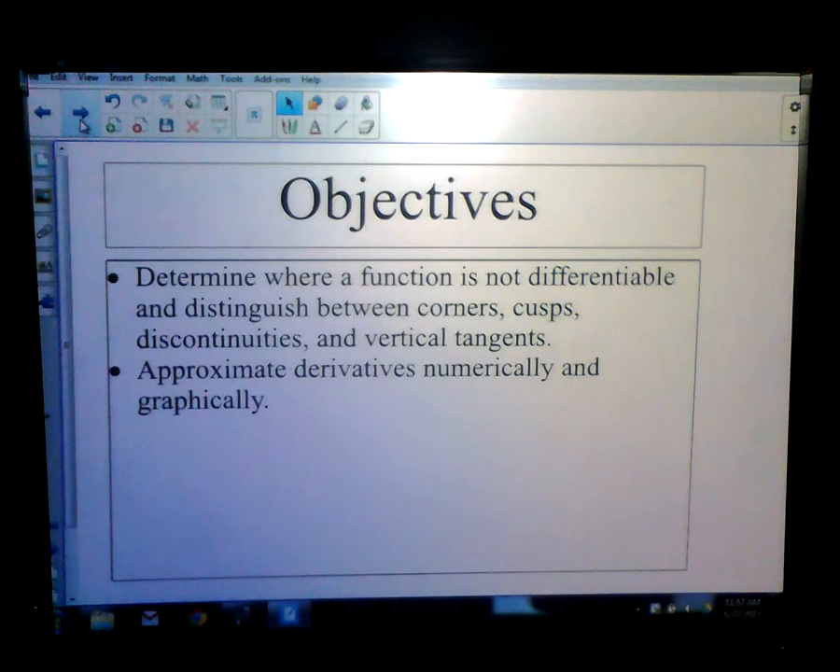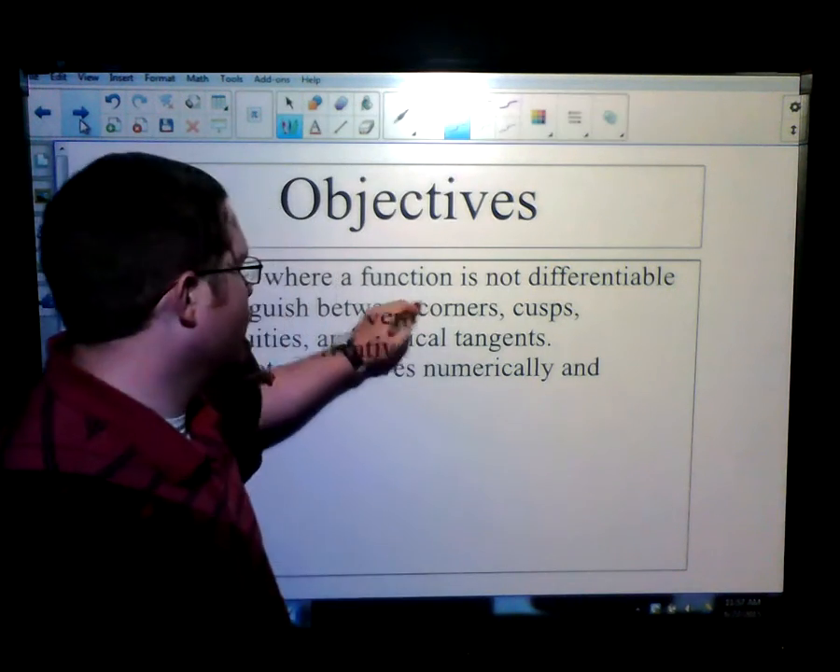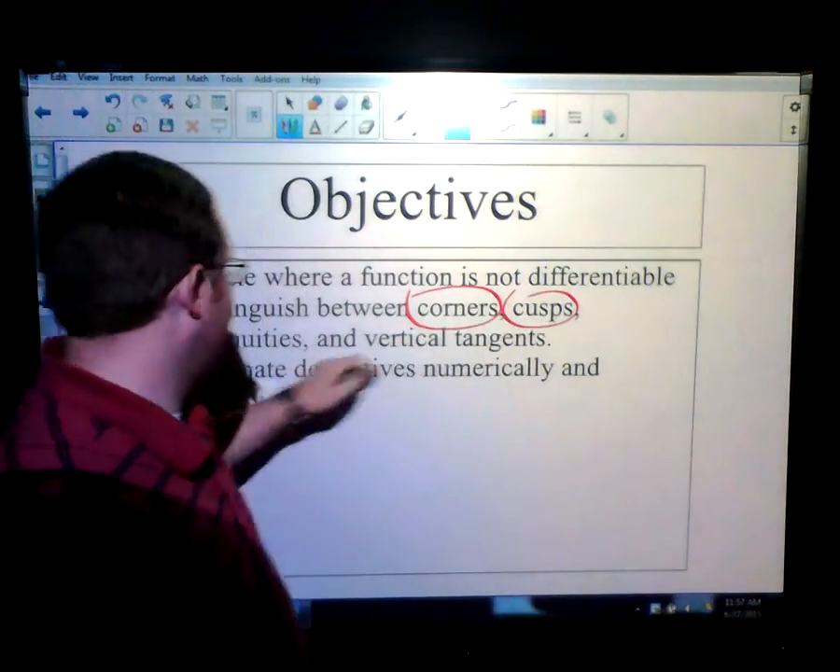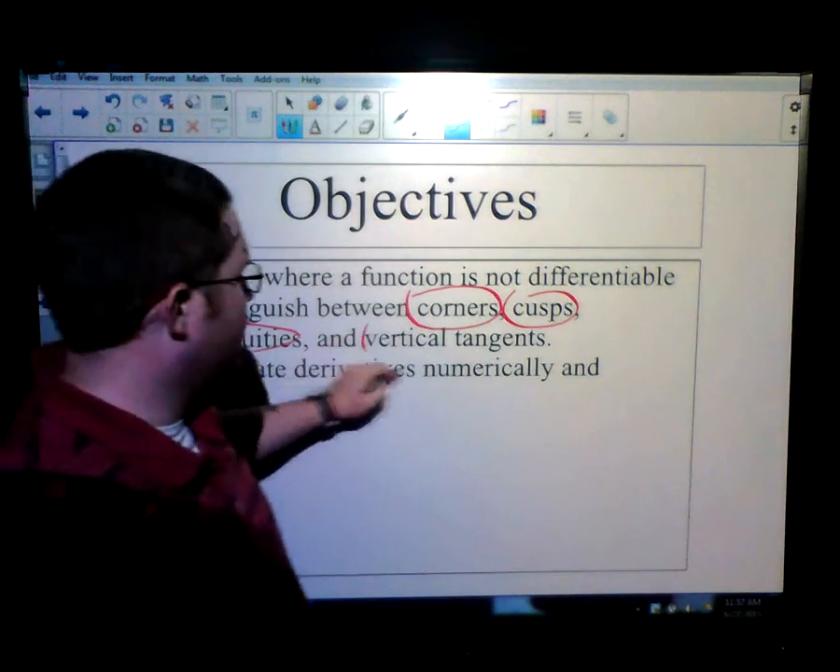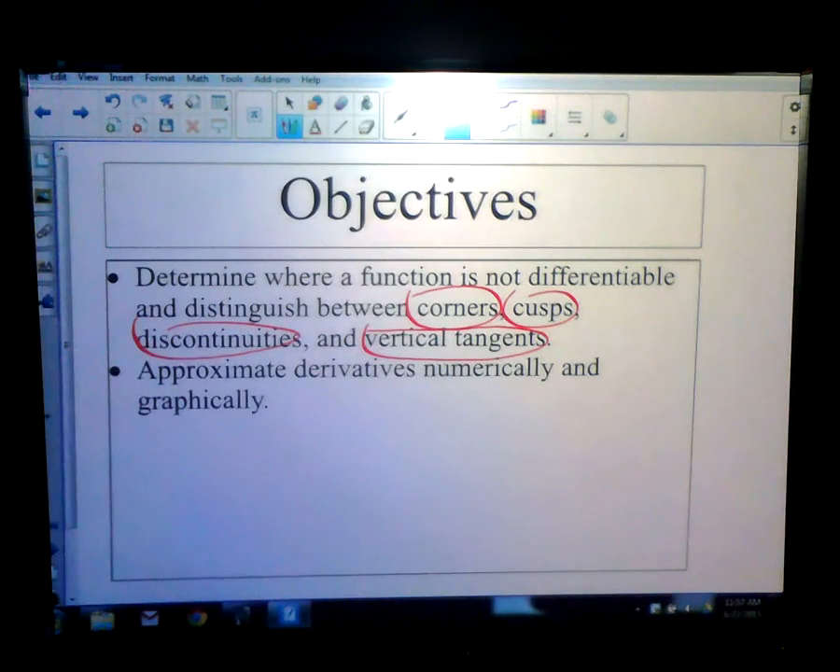In this one, we're going to determine where a function is not differentiable. And it's not differentiable at four places. It's not differentiable at a corner, a cusp, a discontinuity, and a vertical tangent. And in a second, I'll show you what all those mean.